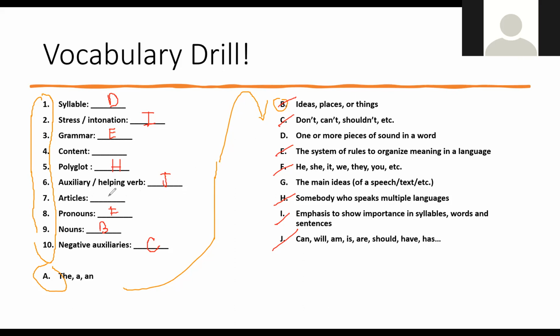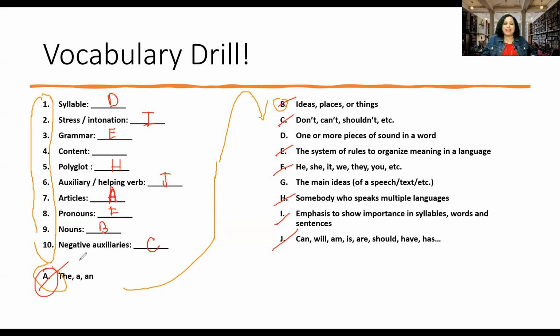Number 7 is letter D. Articles. Number 7 is I. No, we already completed I. Which one? A. Come on, remember, this is very simple pronunciation. A. And I made sure to accentuate that letter A was down here.